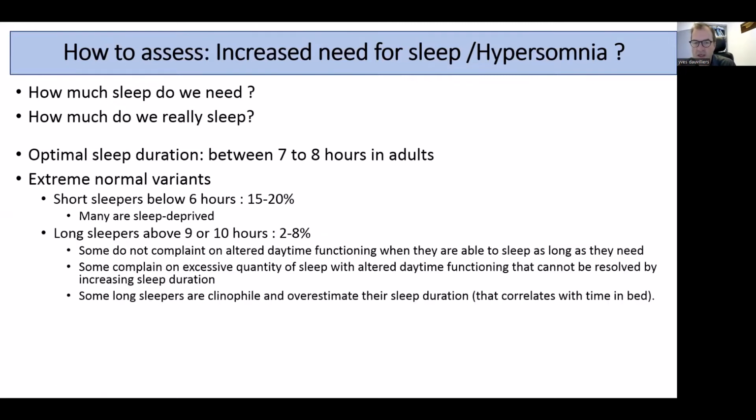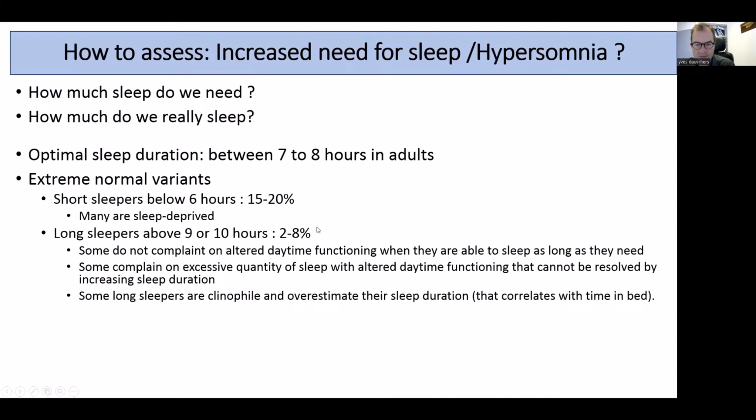Most subjects sleep between 7 and 8 hours when they are not sleep deprived. But there are some extreme normal variants. Short sleepers, below 6 hours, are roughly 20% of the general population, but mostly they are sleep deprived. They claim they are short sleepers, but they are mostly sleep deprived, with a higher amount of sleep during the weekend and during vacation.